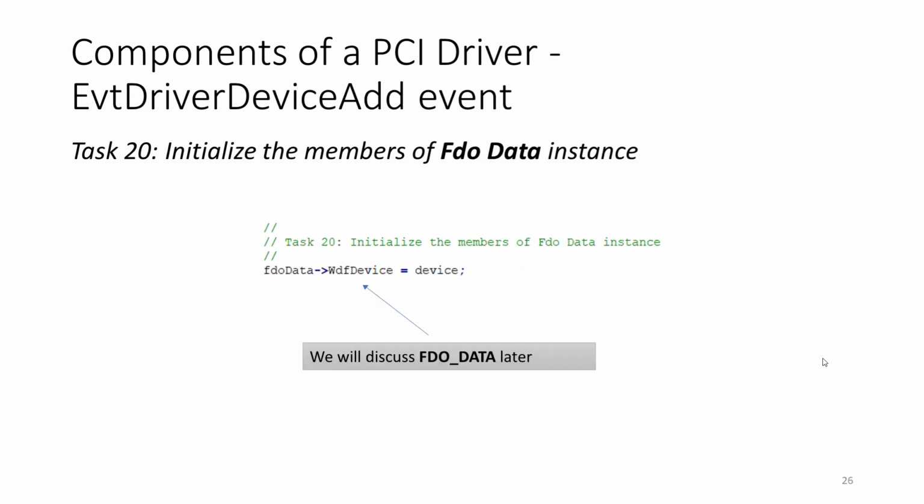Task number 20, initialize the members of the fdoData instance. In the code example, we suppose that the fdoData structure has a member called WDFDEVICE. Here we can assign values to the structure members and initialize them as we want.